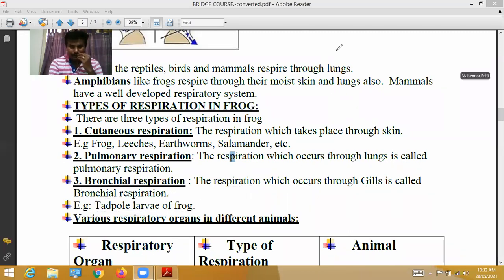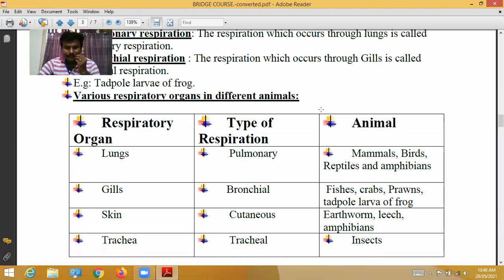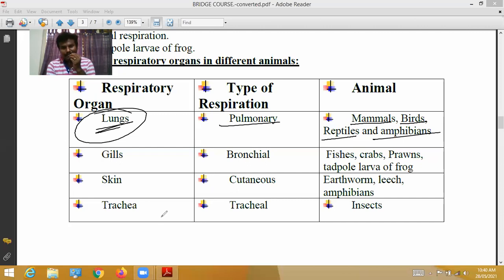Next, various respiratory organs in different animals. Lungs are the major respiratory organ. The respiration which occurs through lungs is called pulmonary respiration. It happens in mammals, birds, reptiles, amphibians. You may get a doubt here: amphibians are skin breathers. Yes, amphibians, according to the situation. Respiration through gills is called branchial respiration.